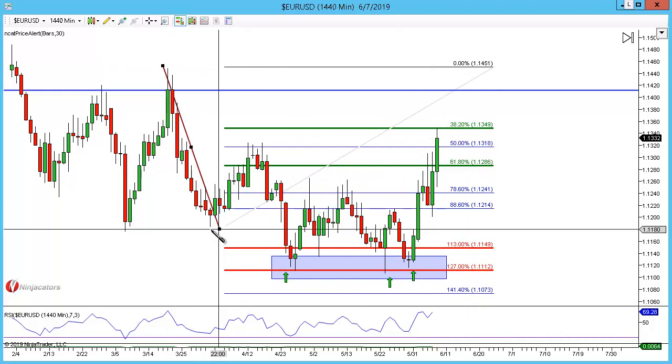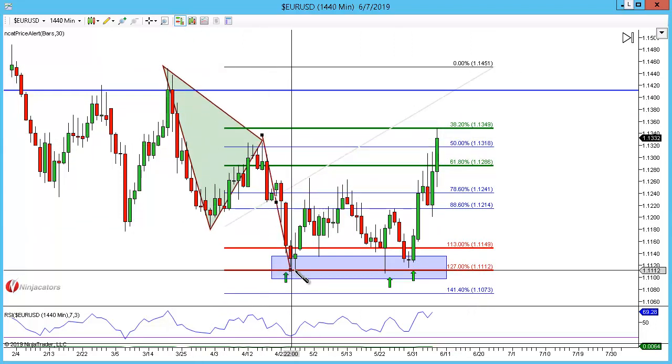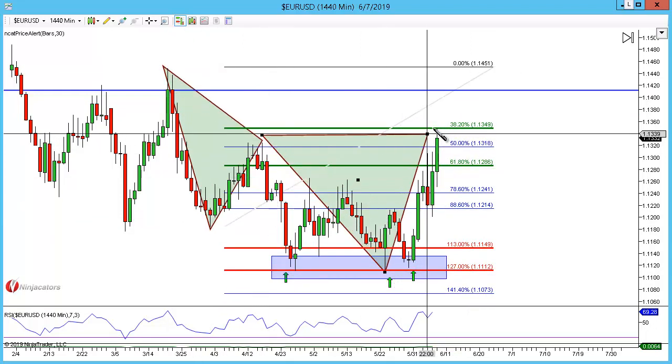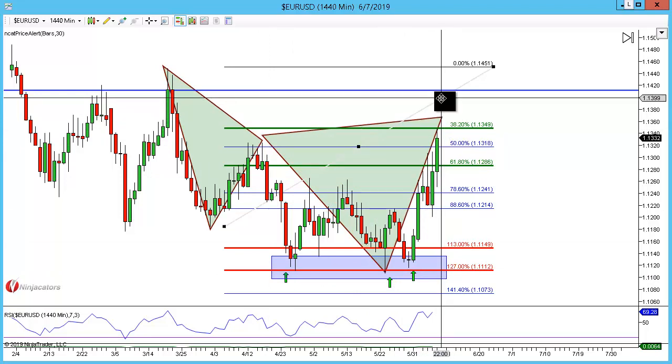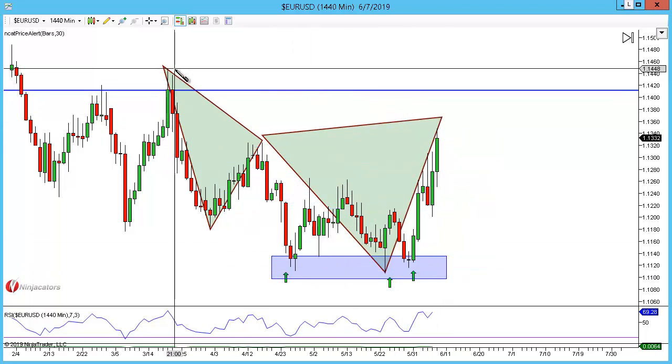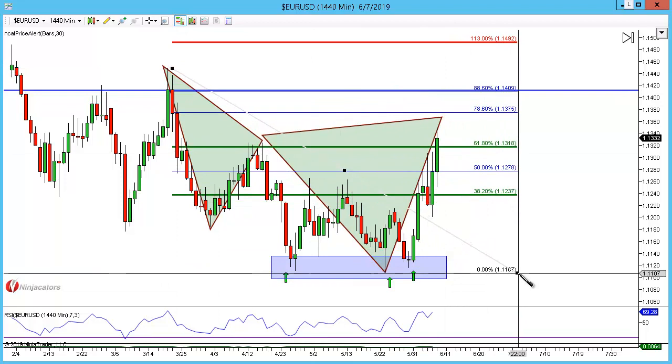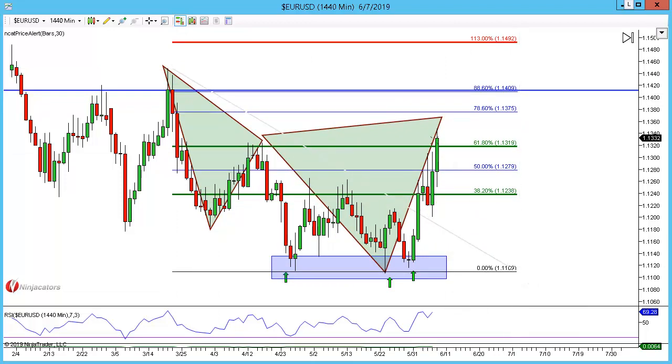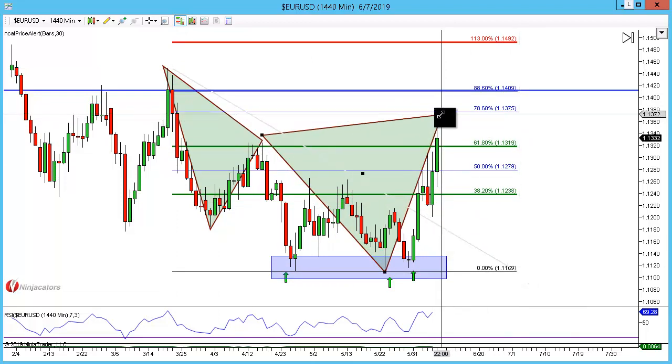So we're looking at X to A to B, B to C, and a CD completion up around this level. I'll just work it out exactly. We're looking for that 786. Okay, so a little bit higher there.